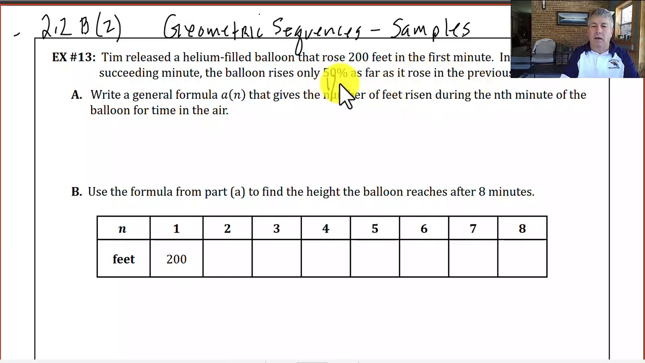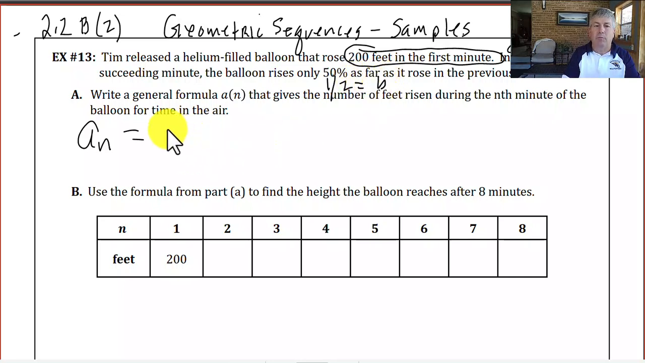50% is 1/2. They want us to write a general formula, A sub n, that gives the number of feet risen during the nth minute of the balloon's airtime. So our A sub n equals, well, 200 is how far we rose in the first minute, so that is our A value, and the 1/2 is our B value. So we have 200 times 1/2.